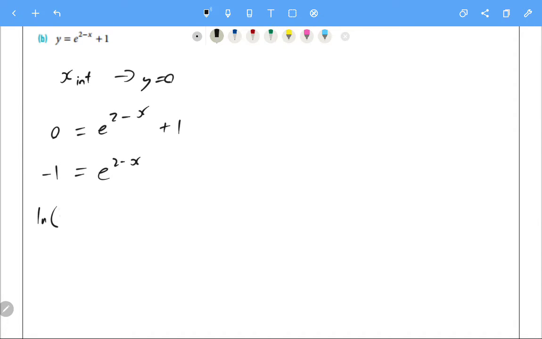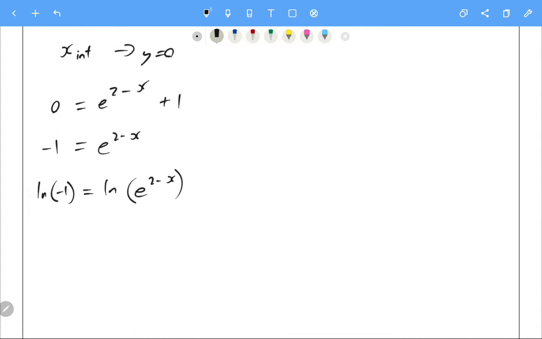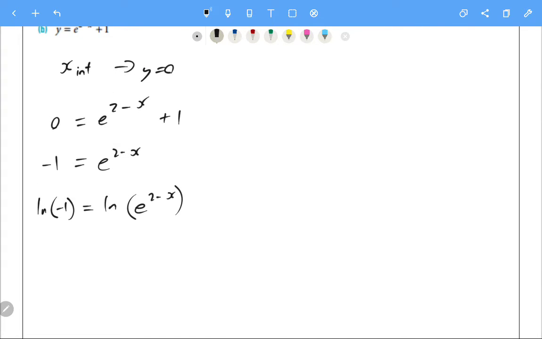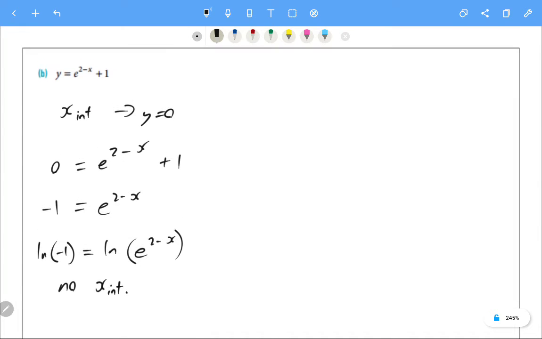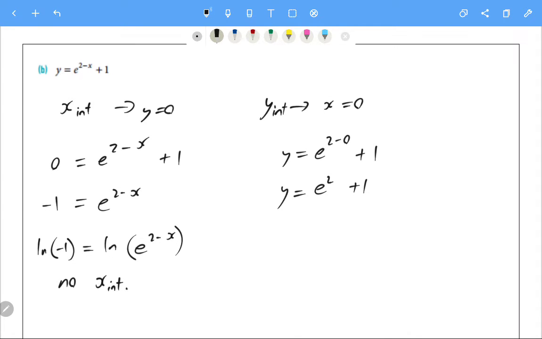Alrighty, I'll take the natural log of both sides, and we run into a problem. What is the problem? It's on the left-hand side, and it's that we're taking a logarithm of a negative number. No x-intercept, done. Perfect. The y-intercept is when x equals 0. We get y is equal to e to the 2 minus 0, plus 1. Y is equal to e to the 2 plus 1, and there we go. So our y-intercept is going to be (0, e squared plus 1), which is definitely a positive number.